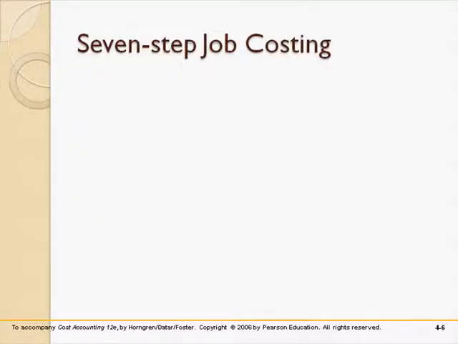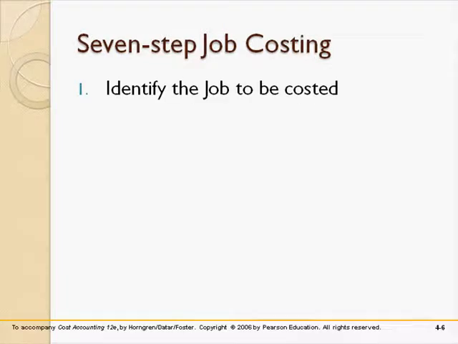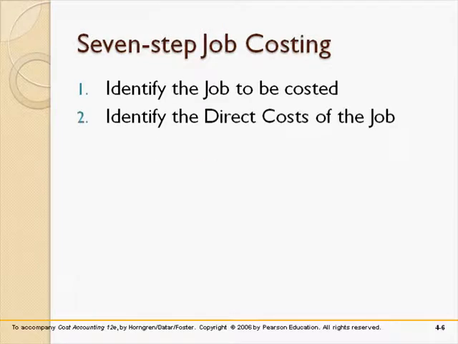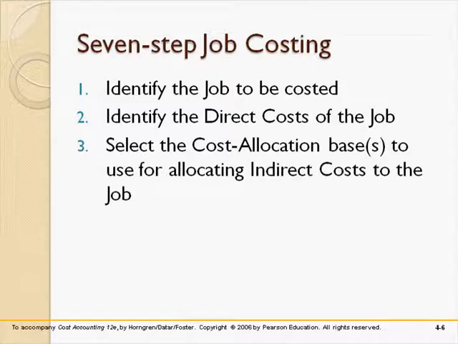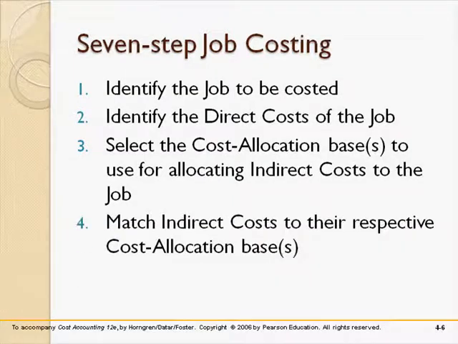All right, now let's talk a little bit about the 7-step approach to job costing. First, we identify the job to be costed. Then we identify the direct cost of the job. Next, we select the cost allocation base or bases to use to allocate indirect cost to the job. And fourth, we match the indirect cost to their respective cost allocation base. Now, that's the first 4.